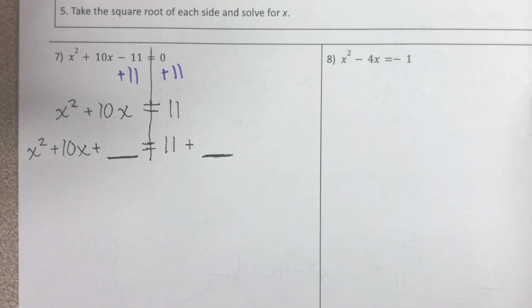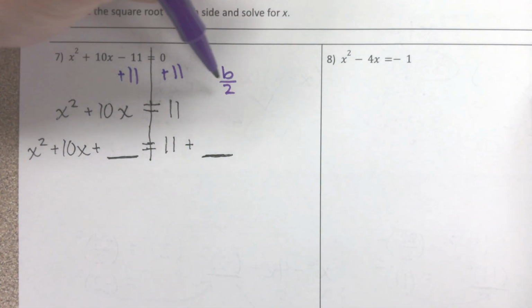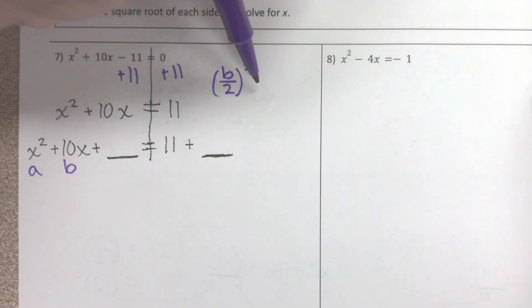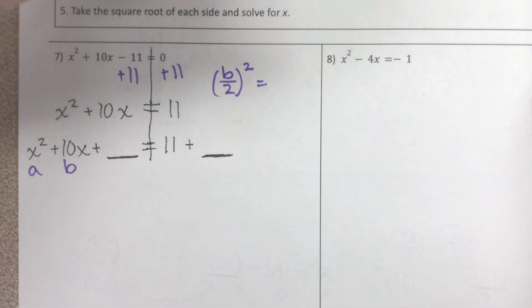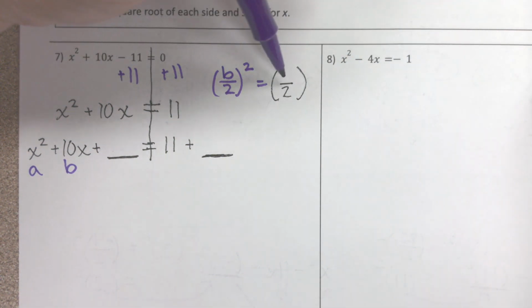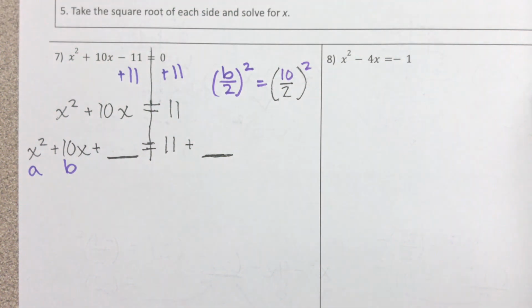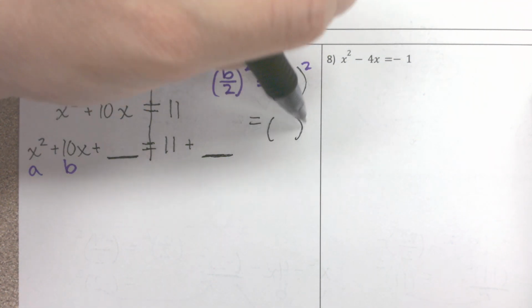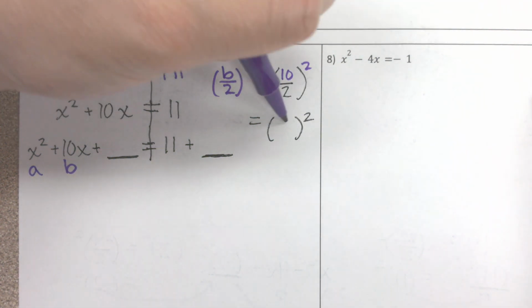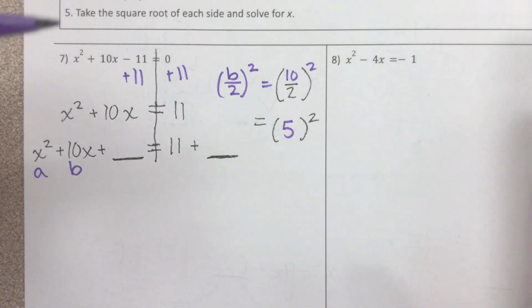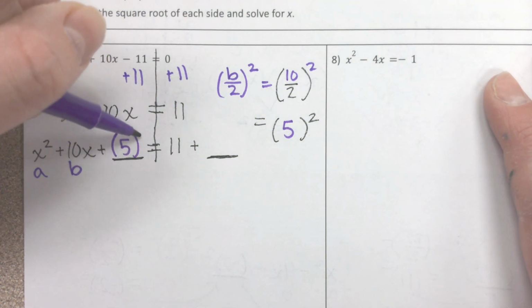So we have b over 2 squared. We've got our a and our b. We're trying to find the c. This time b is 10. 10 over 2, that's going to give us 5 squared. So then we're going to add 5 squared to both sides of the equation.